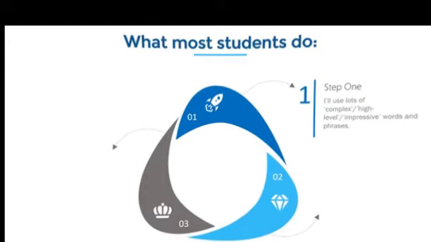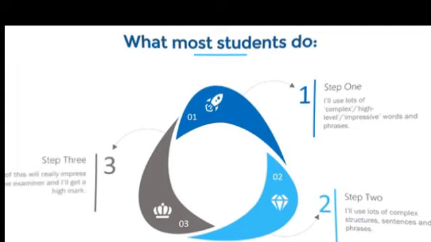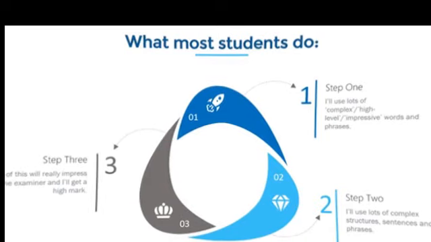The average score worldwide, 2015 was the last time they released statistics on that, was about 5.5 for academic writing. So if this worked, people wouldn't be getting on average a 5.5, and they'd be getting a very high score. It doesn't work. Step 2, they think that I'll use lots of complex structures, complex sentences, complex phrases. Basically, lots of complex grammar, and this is really going to help you. It's not. The next thing they do is say, all of this will really impress the examiner and I'll get a high mark. That's what the average student does. The average student gets about a 5.5 for academic writing. Don't be the average student.